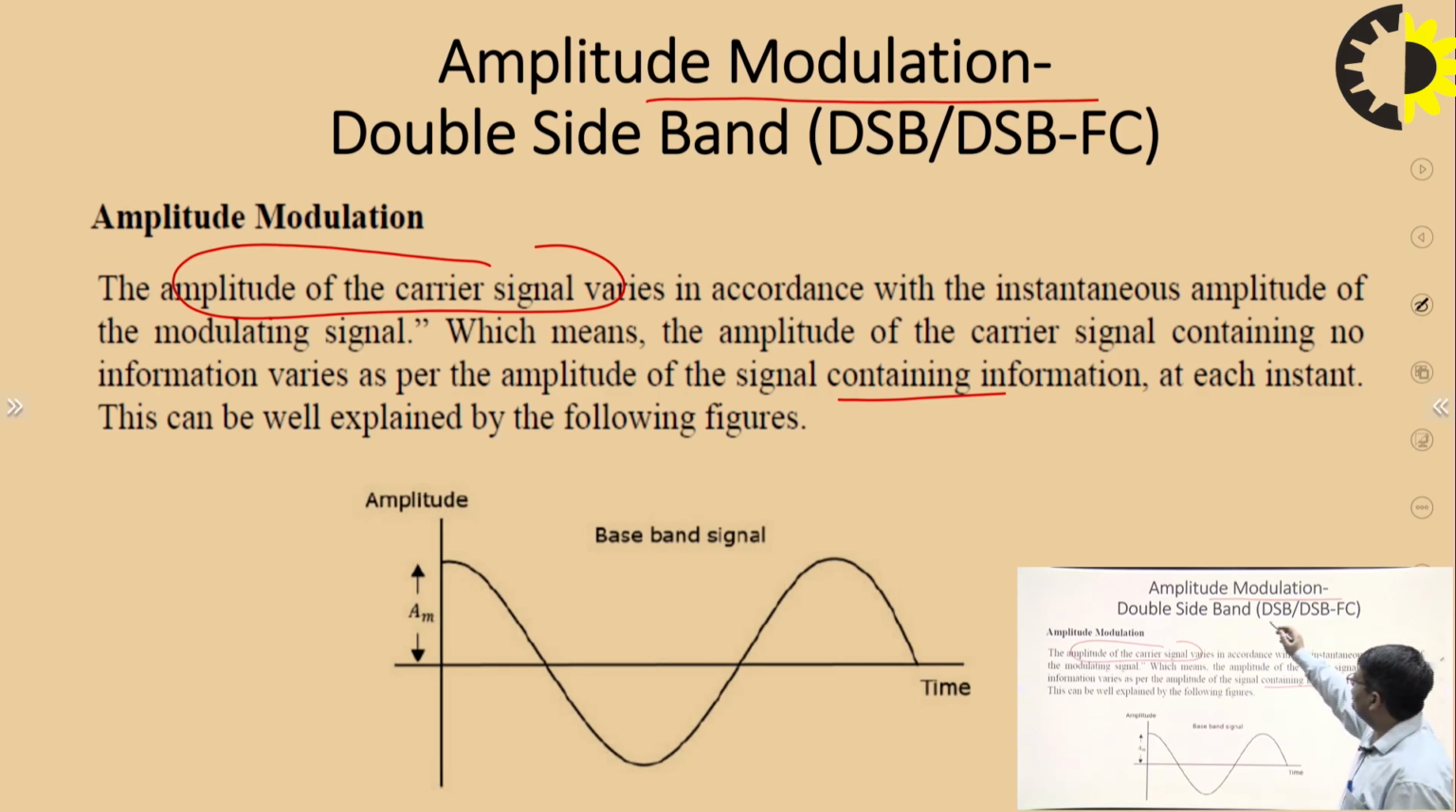Or we can say that it is double sideband modulation or double sideband with full carrier. Basically, when we see the equation of amplitude modulation, we will see that the output equation has a carrier and two sidebands having the same information. That's why this AM is also known as double sideband with full carrier.